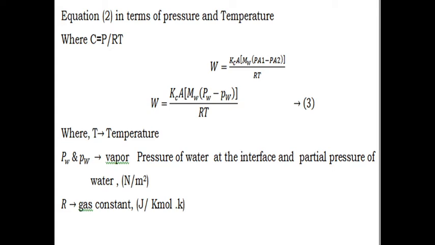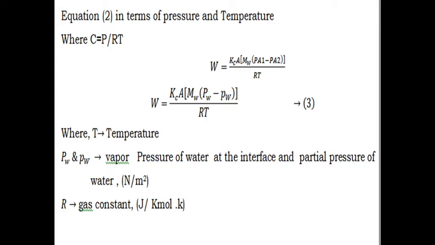Because the small pw is nothing but partial pressure of water. So these two pressures are in Newton per meter square, the whole divided by RT, where T is equal to temperature, capital Pw is the vapor pressure of water at the interface, and small pw is the partial pressure of water. Capital R is equal to the gas constant, joule per kilomole Kelvin.